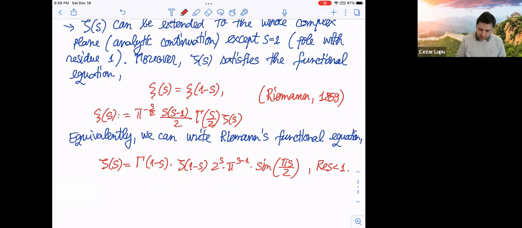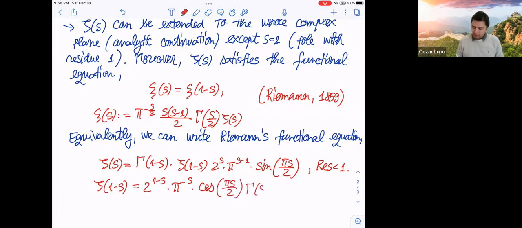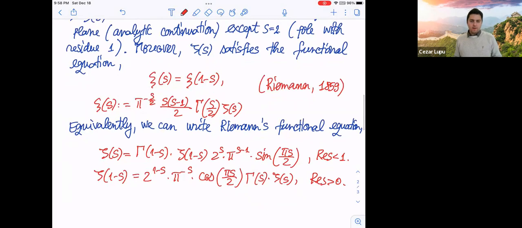And now we can also rewrite it in the following way. Zeta of one minus s is two to the power one minus s times pi to the negative s times cosine of pi s over two times gamma of s times zeta of s. And this holds for real part of s greater than zero. So we can write the functional equation in this way, and it's given explicitly. Of course, you still have zeta of s and zeta of one minus s, but at least you have some terms there, like pi and cosine.